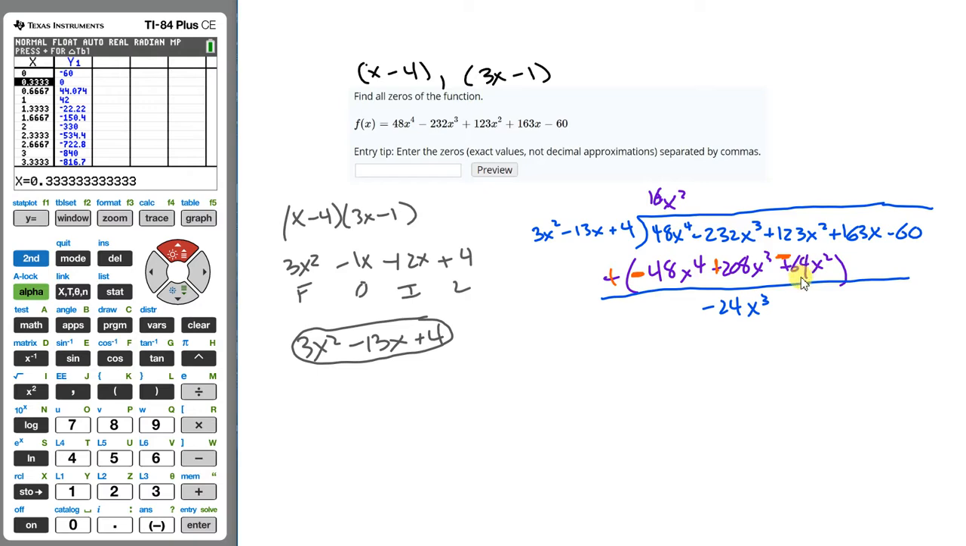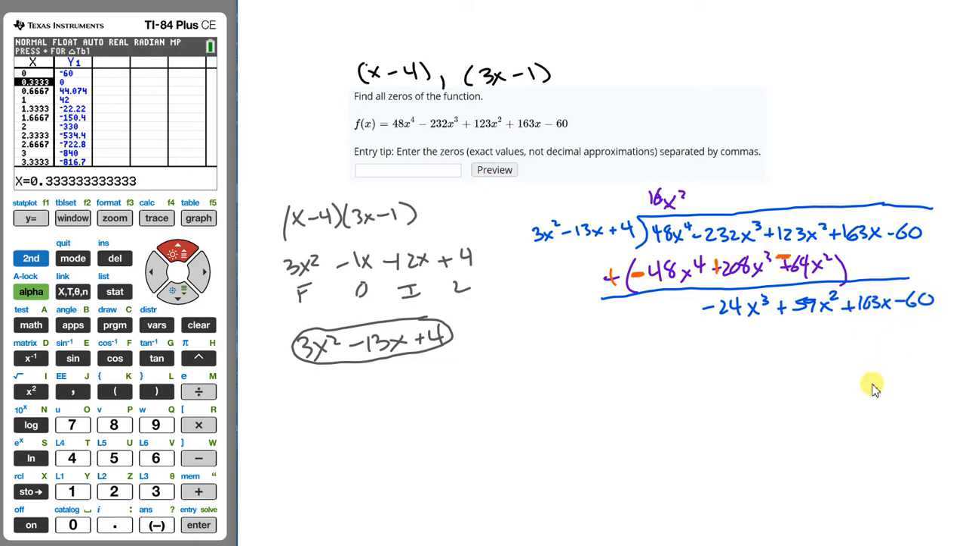You know what? It's 4 in the morning. I apologize. I know it's embarrassing. 123, take away 64. Yeah, 59. I was on the right track. Sorry about that. So we're going to have plus 59x squared, and then plus 163x, and then minus 60.